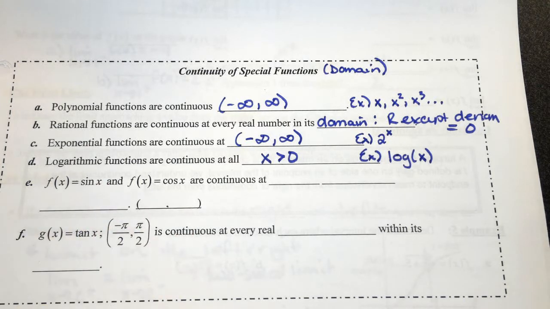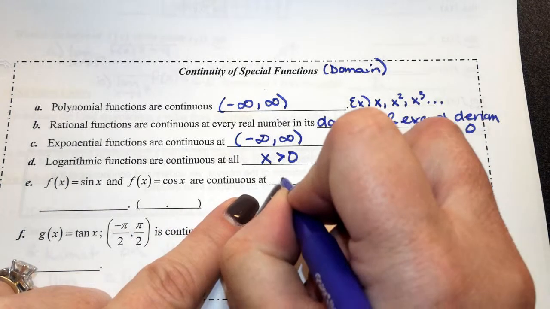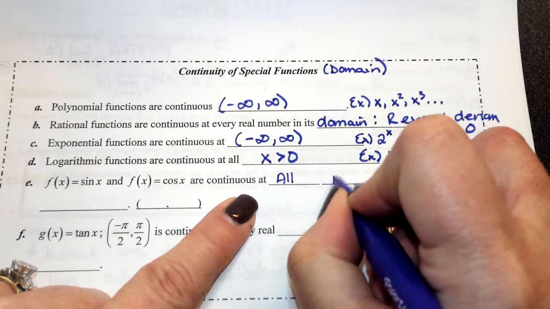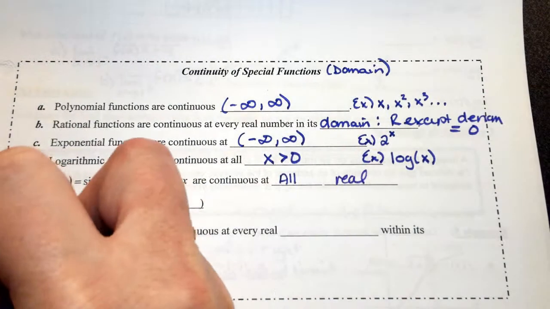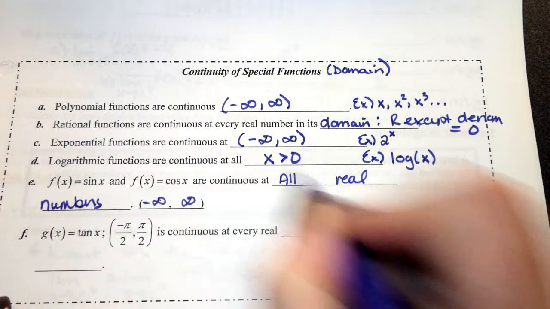It's been a while since we've graphed sine and cosine. But thinking back, way back, when we graphed sine or cosine, did we have any holes? No. Did we have any jumps? Did we have any vertical asymptotes for sine or cosine? No. So remember, sine and cosine are continuous at all real numbers. Again, negative infinity to positive infinity.